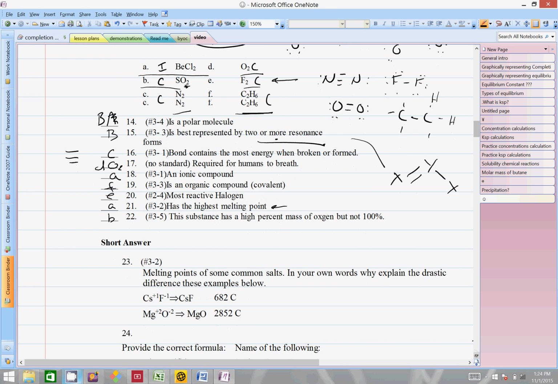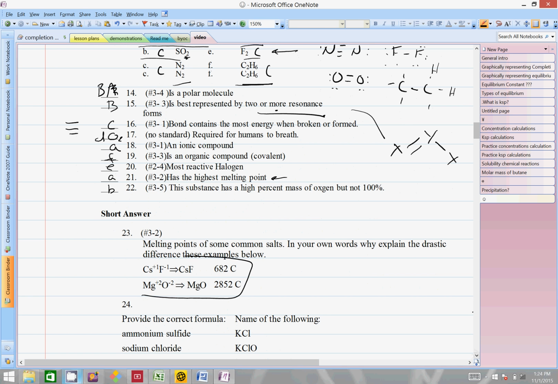Okay, in this case, we see 2 substances with pretty high melting points, and the question is why? Well, force equals charge of the cation times charge of the anion divided by the distance squared. That's the large difference of charge here.